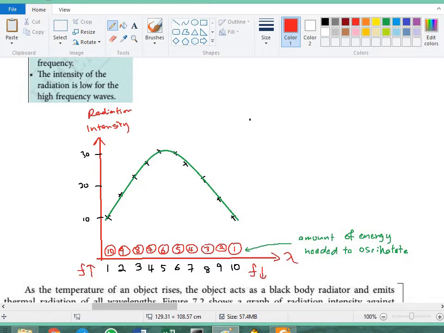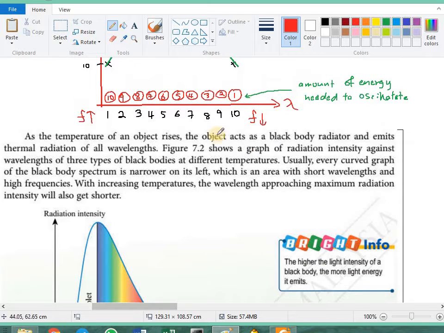Okay, so now we want to see what happens if the temperature is higher. What would be the difference? Look at here. As the temperature of an object rises, the object acts as a black body radiator and emits thermal radiation of all wavelengths. Figure 7.2 shows a graph of radiation intensity against wavelength of three types of black body at different temperatures.